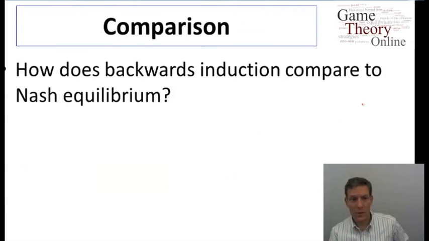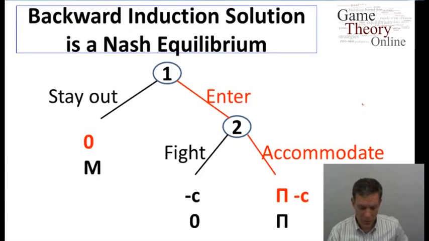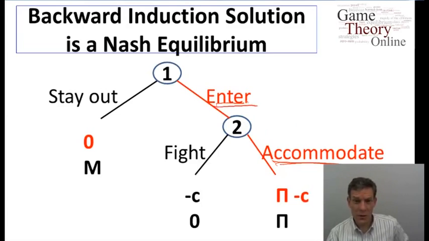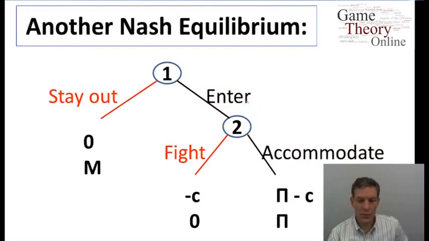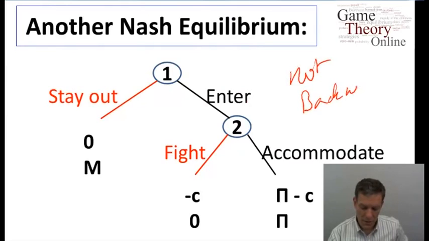So let's have a look at how the backward induction solution compares to Nash equilibrium. When we looked at the backward induction solution, it said enter and accommodate. That is a Nash equilibrium, right? So if firm 1 enters, firm 2 is best responding, accommodating is the best response. If firm 2 would accommodate at this node, then firm 1 entering is the best response. So it is picking a Nash equilibrium, but there's also another Nash equilibrium that is not found by backward induction, right?